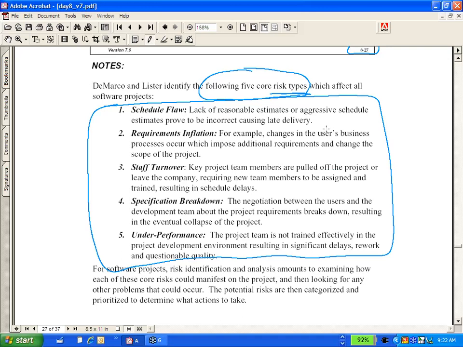Schedule flaw, which means that you, the project manager, made a very aggressive schedule. And if you make a very aggressive schedule, you might pay for it towards the end, where you can't deliver on time. Requirements inflation, basically that's the same as scope creep. Another term for scope creep is requirements inflation. Staff turnover, that's a very easy risk to happen, right? Anybody gets a better offer, they are a very important team member, they're gone, right?